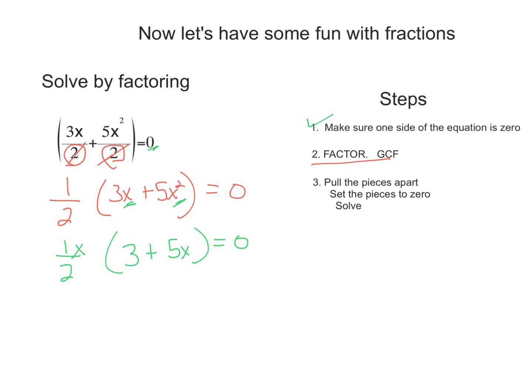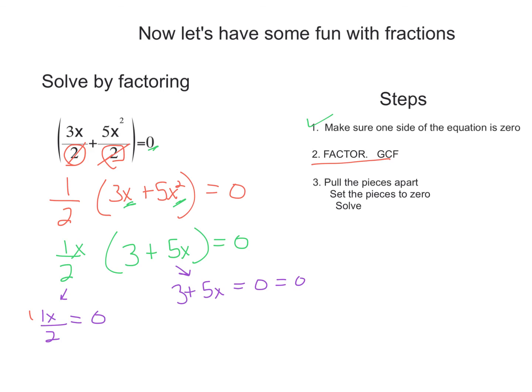All right, so now pull the pieces apart. 1x divided by 2, and 3 plus 5x, equaling 0. Set the pieces to 0 and solve what we got.